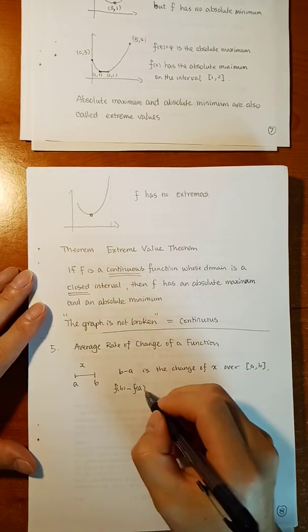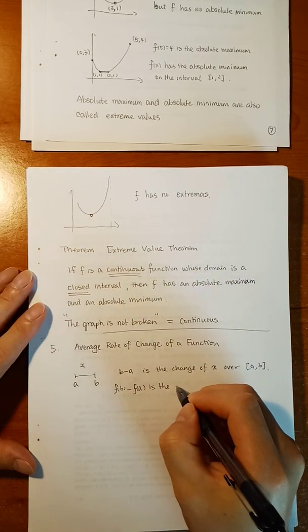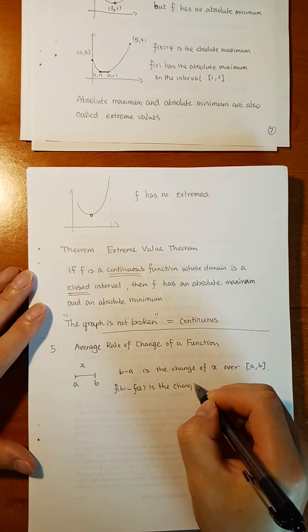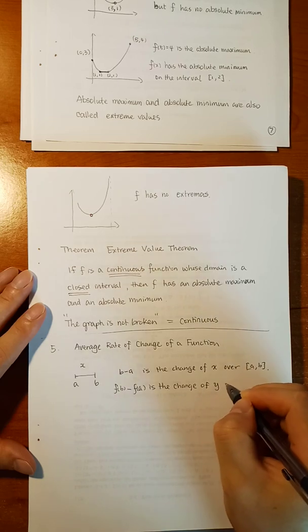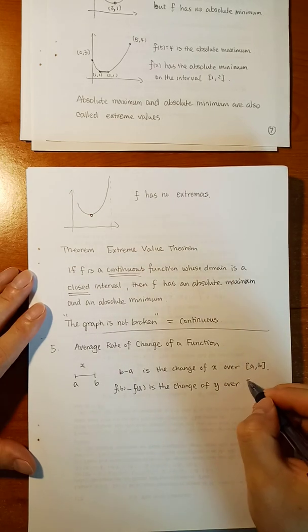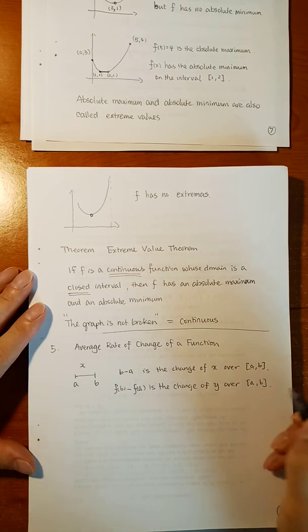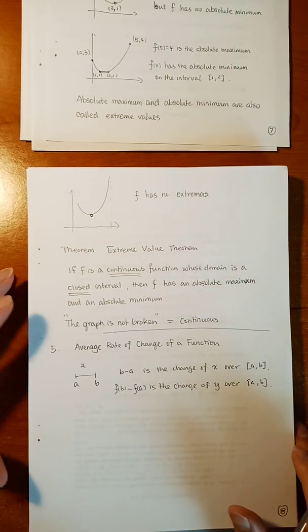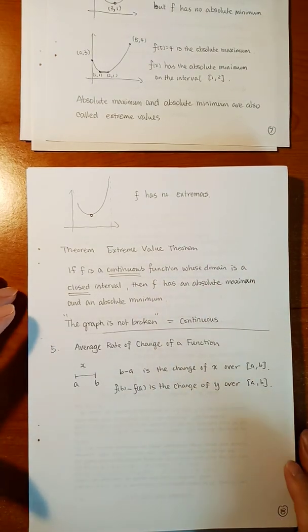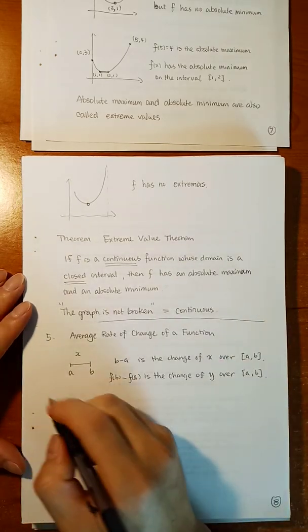What is the change about the y value? We do the difference. The change of y over AB. Well, rate of change. When you see the rate, you have the quotient, okay?